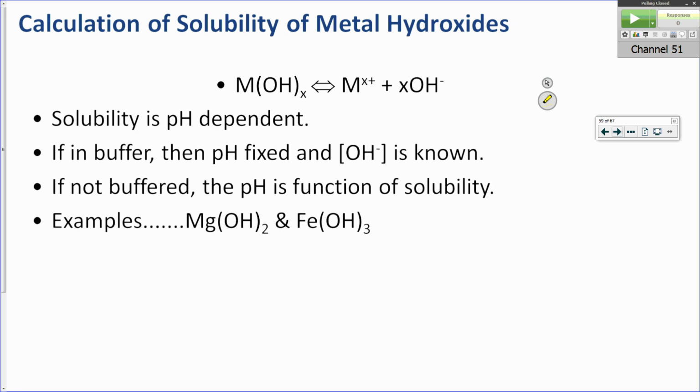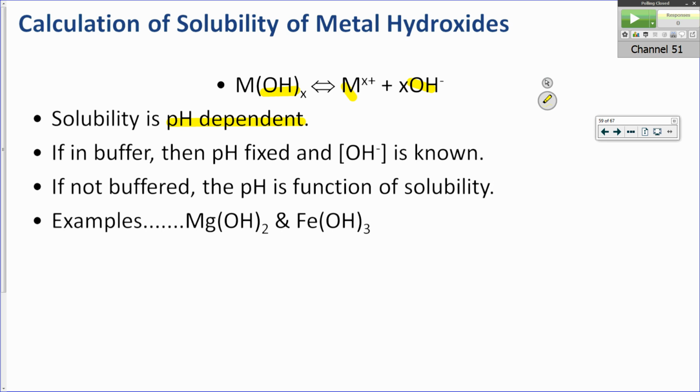One of the ways that an equilibrium constant calculation becomes a little bit more dependent upon the environment is metal hydroxides. Metal hydroxides dissociate into the metal cation and the hydroxides. And the key thing is that these solubilities are directly pH dependent. If you change the pH, you change the OH minus concentration, therefore you alter that.